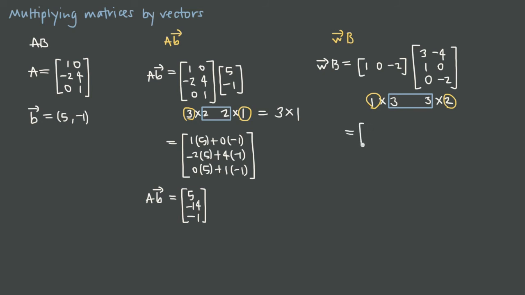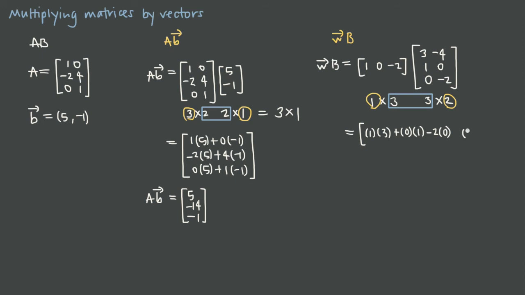And when we do, we'll take the row vector W and multiply it first by the first column of B, and we'll take that dot product. So we'll say 1 times 3 plus 0 times 1 plus negative 2 times 0, or minus 2 times 0. That's the row vector by the first column. Now we need the row vector by the second column.